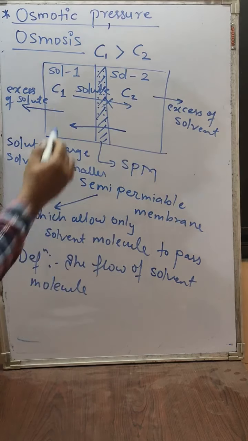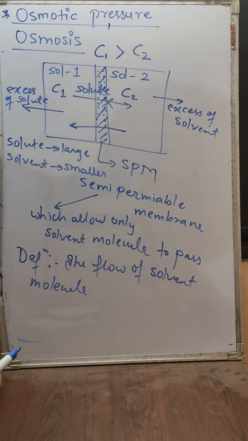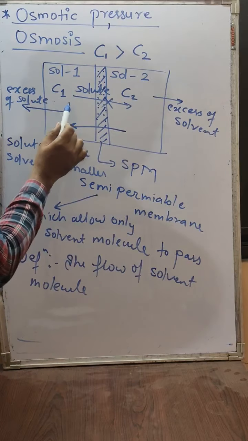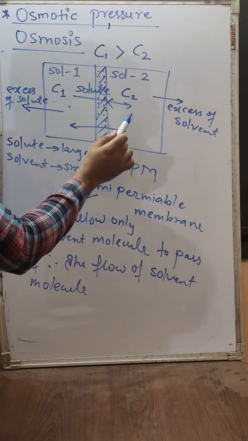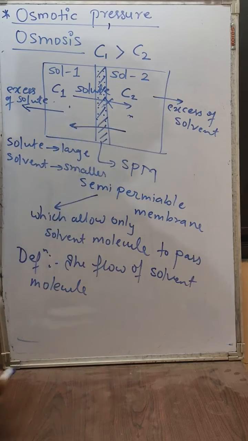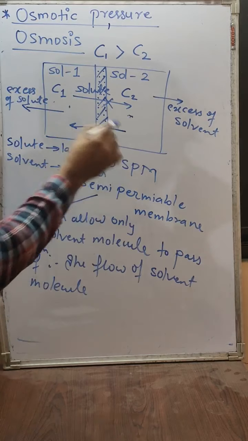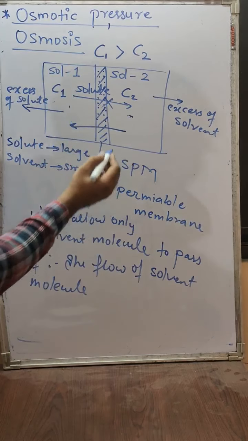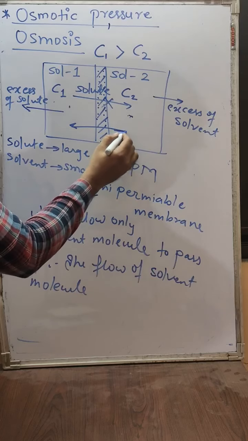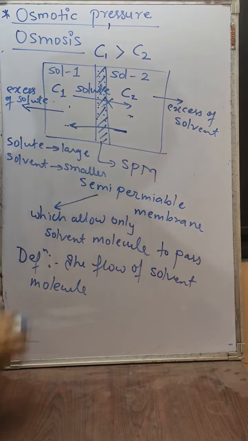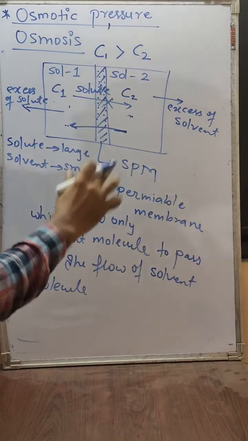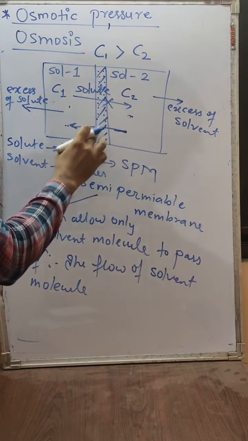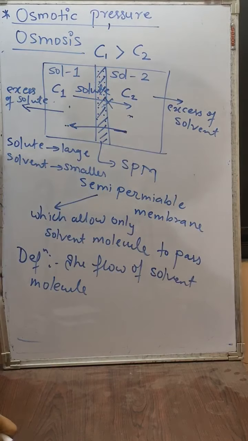Let's say C1 is greater than C2, meaning the concentration of solvent is less here and the concentration of solvent is more here. So as per the definition of diffusion, what will flow from where to where? The flow of solvent from the higher concentration to the lower concentration. This membrane allows only solvent molecules to pass. It does not allow solid molecules.